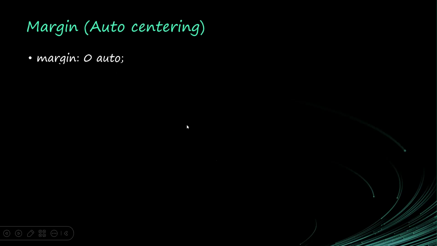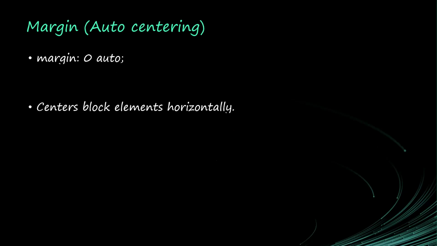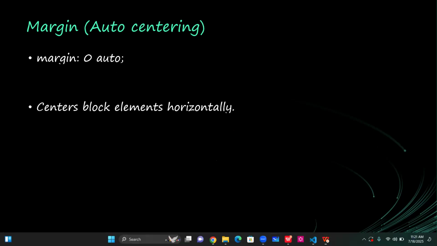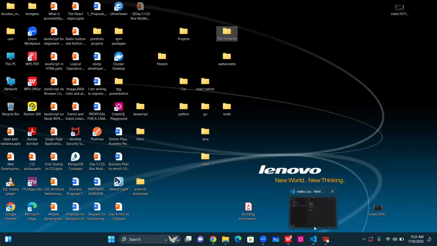So the margin, you can also add it. When you add margin, it centers the block elements horizontally. So when you say the margin of a particular element is auto, it will center the element. It will make the element be in the center of its containing element.